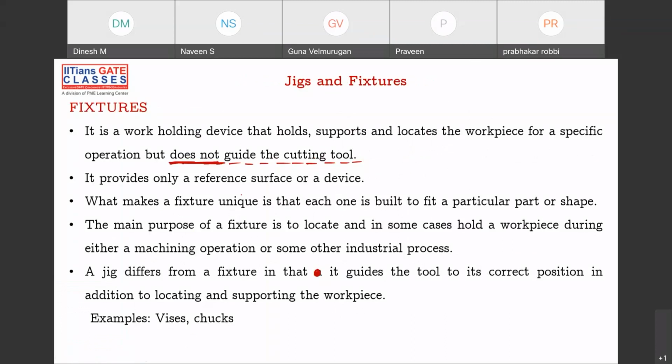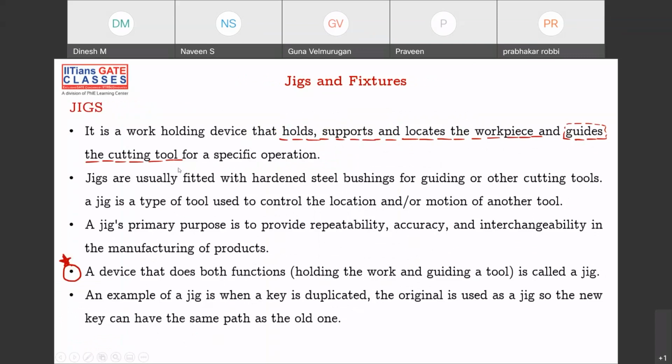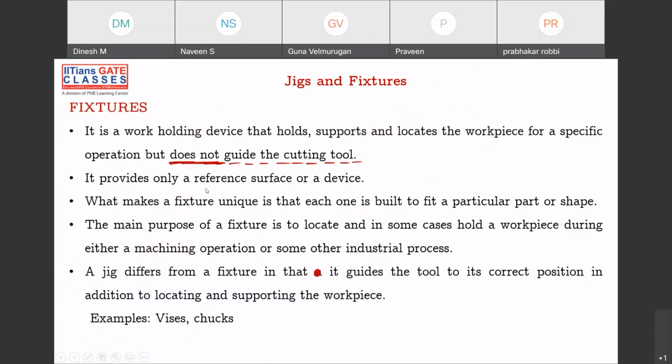What is that? A fixture is the same thing, but it doesn't guide the cutting tool. What is a fixture? It holds, supports, and locates. Very important. Okay, let's say you have some kind of complicated workpiece, something like this, and you have to make a hole somewhere here. So what do you want to do? You want to clamp it.